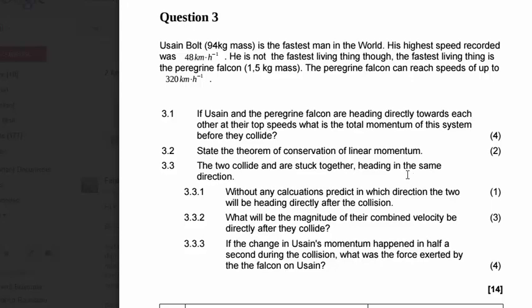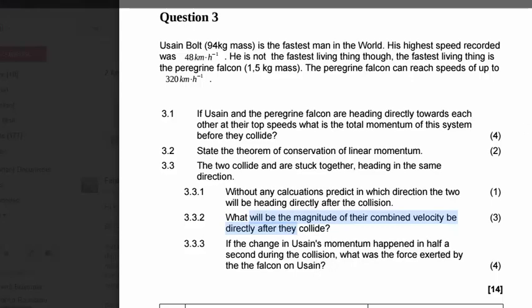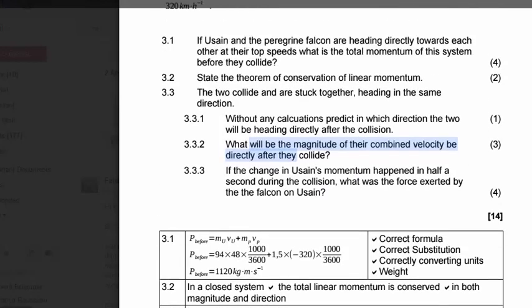If you choose Usain as positive, but you get the total momentum is negative, then obviously the final momentum must be negative as well, which means they will be heading in the peregrine falcon's direction. Make sense? So without calculations, just based on question 3.1, you would have been able to predict that. Okay, what will the magnitude of their combined velocity be directly after they collide? That's normal momentum calculations. I don't want to go into that.